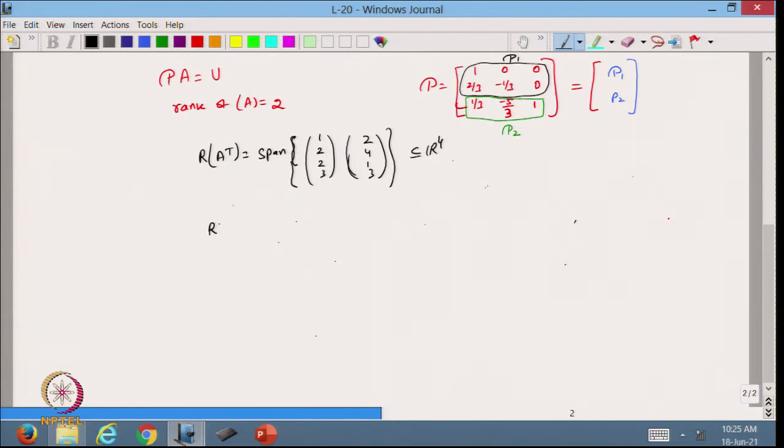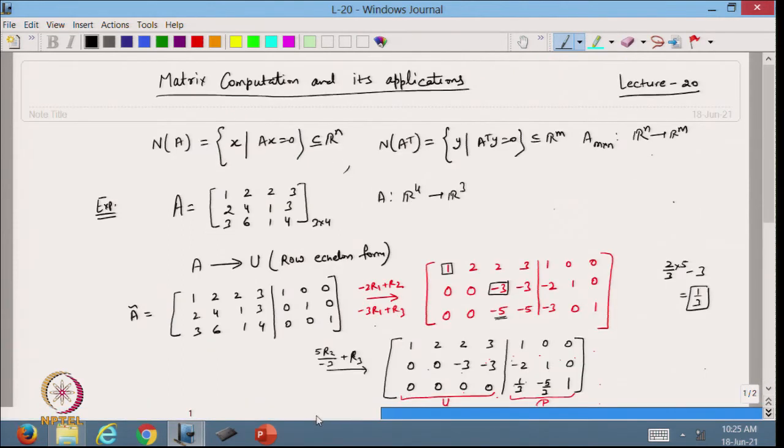Then the range space of A. I can write the range space of A directly from here. Now, if you see from here, this is my basic column and this is my basic column. Maybe I will write here. So this is my pivot and this is my pivot. So this is a basic column and this is a basic column.